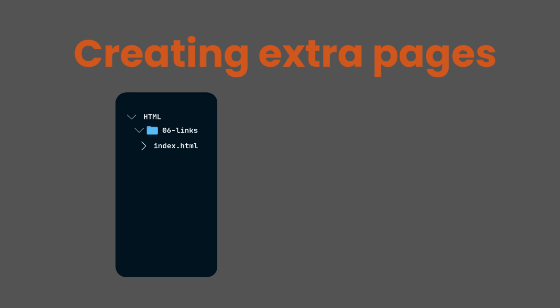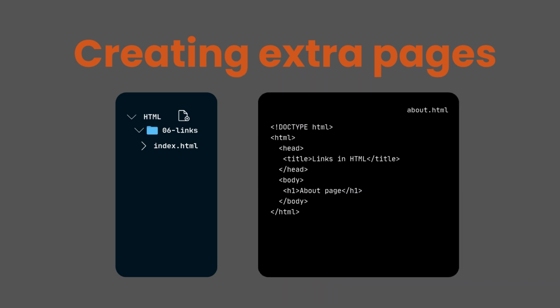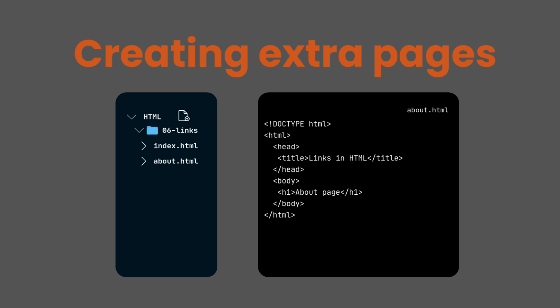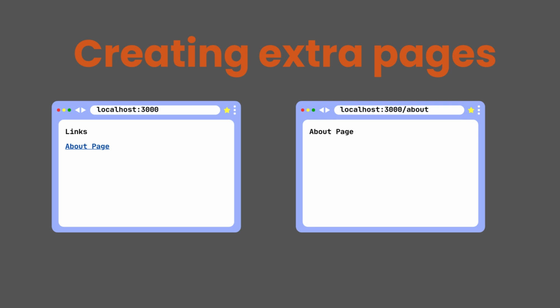Speaking of extra pages, let me show you how to create them. It's simple. Just make a new HTML file in the same folder as your main file. For example, create a file named about.html and add your HTML content inside. Here's a basic example to get you started. Now you have a second page that you can link to from your main page.